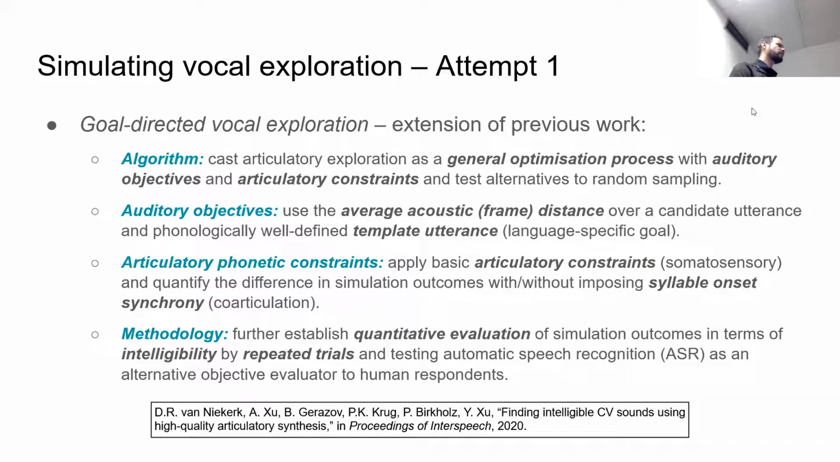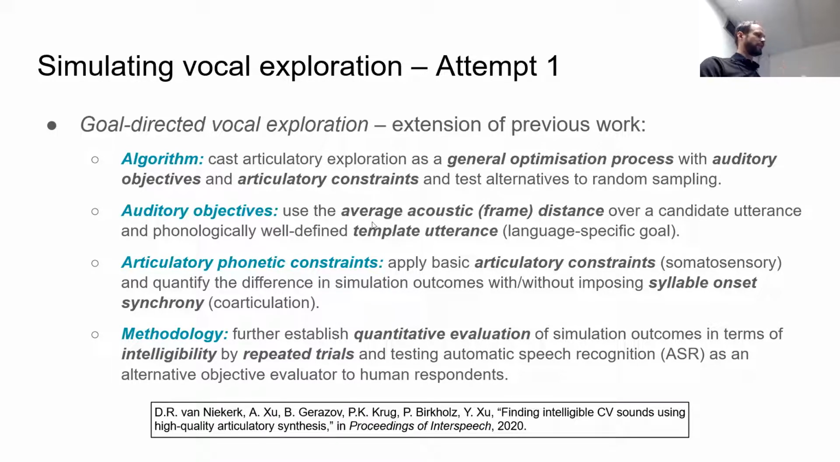Okay, so our first attempt at implementing this basically was an attempt to extend the previous work, and there's a lot of technical and other aspects that we would like to make progress on or extend in our first attempt. Firstly, the previous paper was one with random search, and we would like to have a more efficient process, something based on optimization algorithm, and using auditory and articulatory constraints to make this process more efficient.